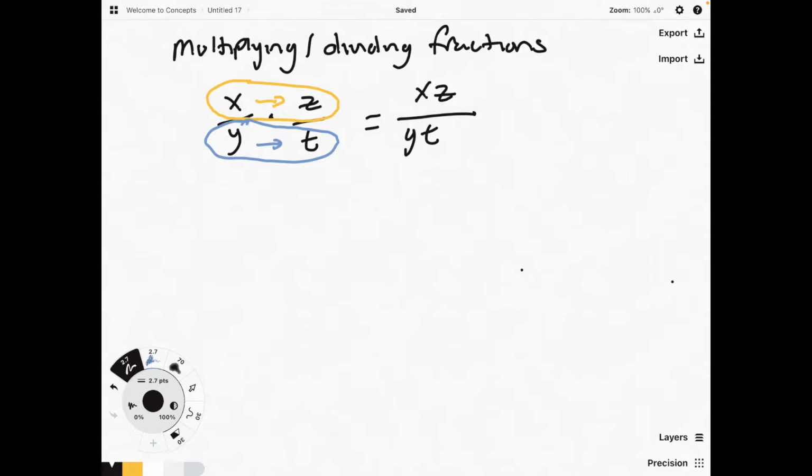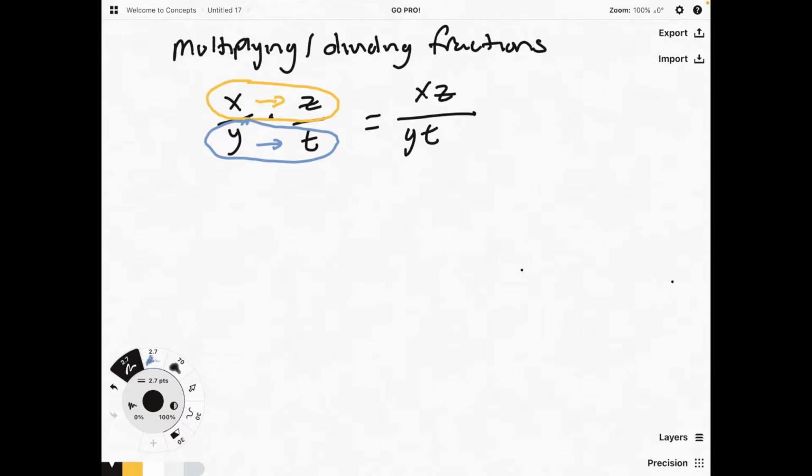And that's it. Typically what I like to do is simplify. So before multiplying, if you realize there are numbers in the numerator or denominator that are factors of each other, you can reduce those down first to simplify and then solve the problem.